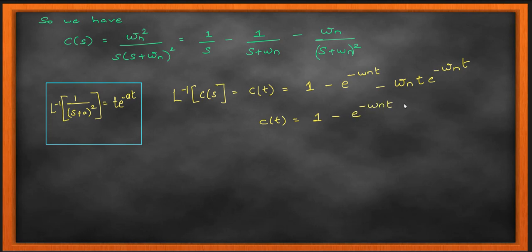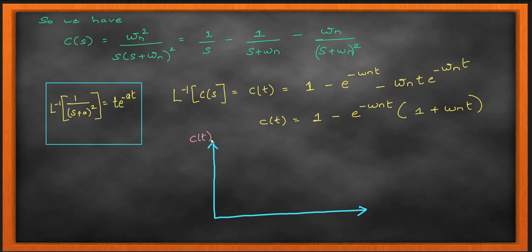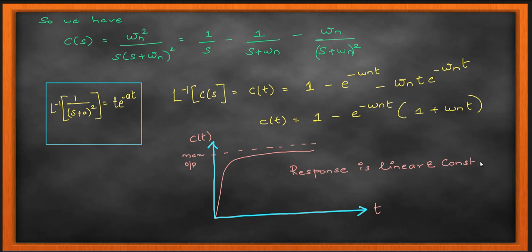But I am only now interested in my third fraction, which is omega n by (S plus omega n) the whole square. If I look at that fraction, yes, I do have an inverse formula associated with that, which is given by 1 by (s plus a) the whole square is equal to t e to the power of minus at. So applying these inverse formulas, I get my c of t to be 1 minus e to the power of minus omega n t into (1 plus omega n t). So what does this response look like when you plot it against the time axis?